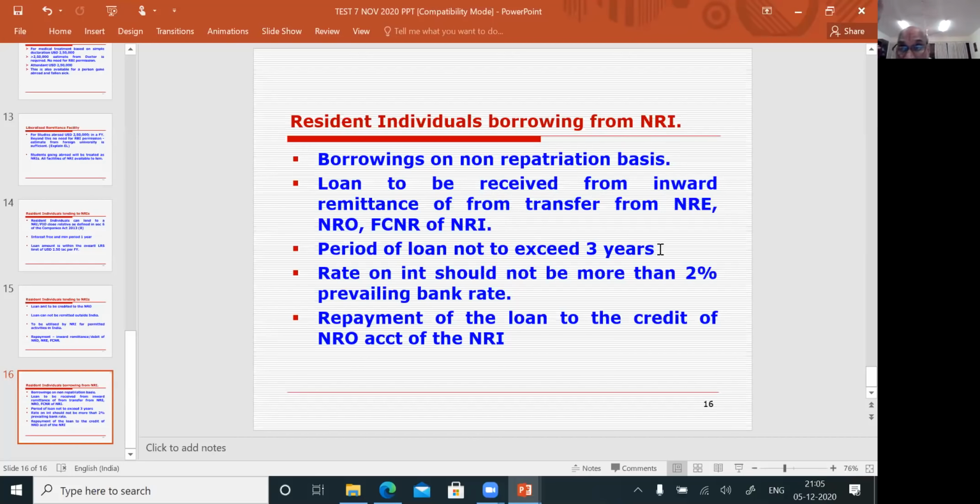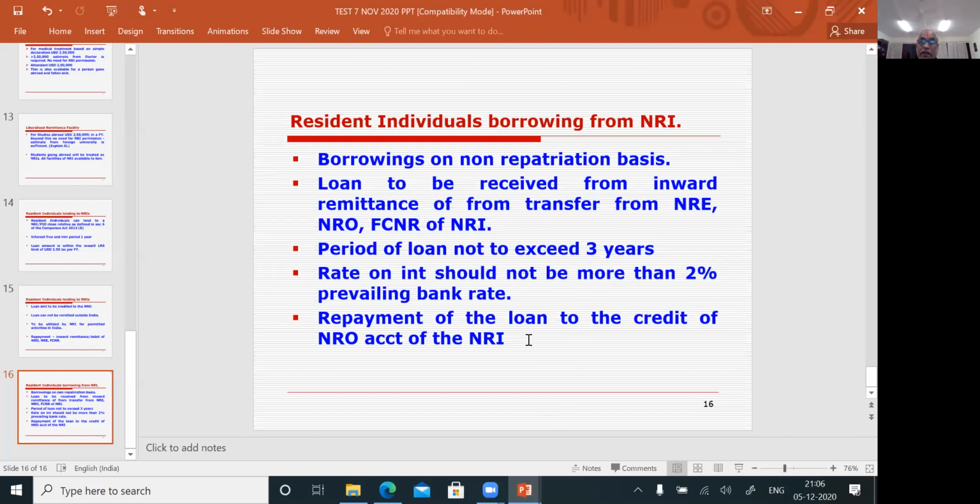There you saw the minimum period was 1 year, no maximum period. Here, no minimum period, but the maximum period should not be more than 3 years. The rate of interest should not be more than 2% over the prevailing bank rate. Here, he can charge the rate of interest to you. There, you cannot charge any rate of interest to him. Repayment of the loan is to the credit of the NRO account of the NRI. You can recredit him to his NRO account. So any question asked from there, these 2 slides, you should not miss it.